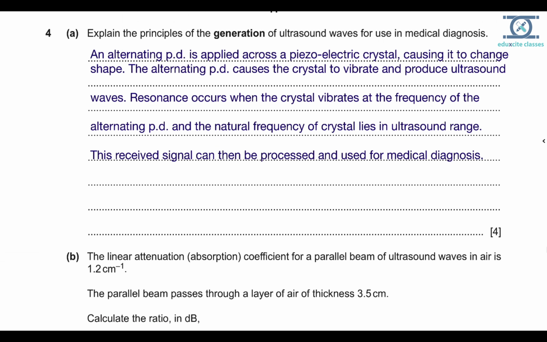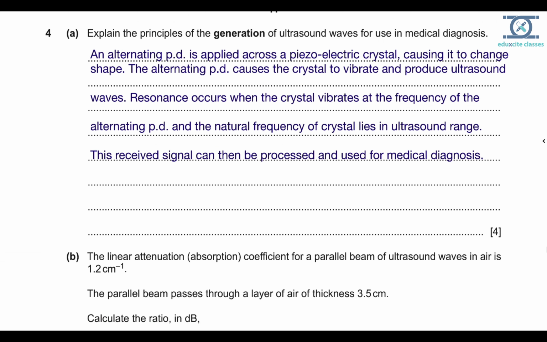The potential difference we are providing is alternating in nature, so it will have its own frequency that matches the crystal's frequency. Then resonance occurs, and the natural frequency of the crystal lies in the range of ultrasound. This received signal can then be processed and used for medical diagnosis. So this is of 4 marks.